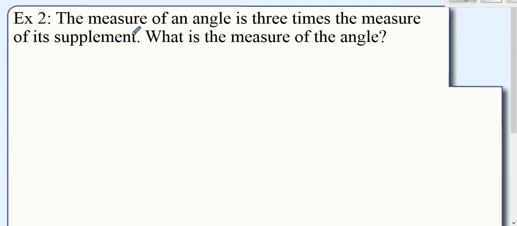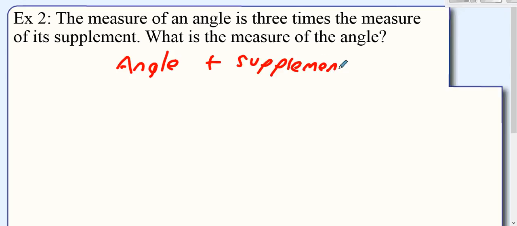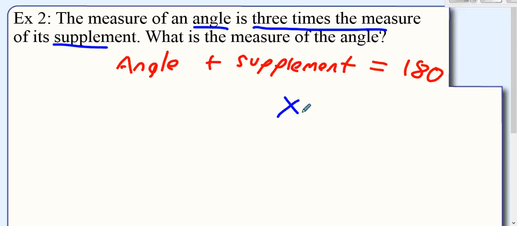The measure of an angle is 3 times the measure of its supplement. What is the measure of the angle? So, the measure of an angle plus the measure of its supplement will always equal 180. That's what it means to be supplementary. So the angle is 3 times the measure of its supplement. So it's called a supplement x. And then the angle is 3 times that much.